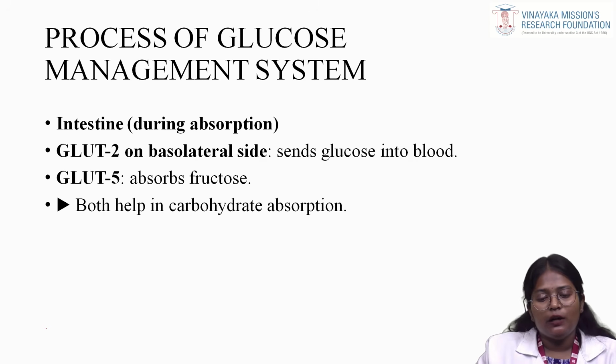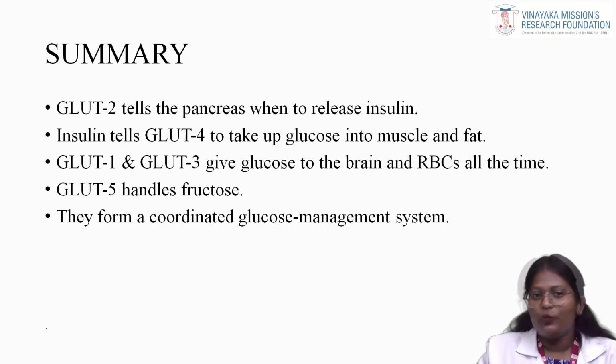So in the intestine during absorption, GLUT2 on the basolateral side sends glucose into the blood. GLUT5 absorbs fructose, and both help in carbohydrate absorption. So these are the other functions of GLUT2 and GLUT5. So this is the entire process of how a glucose management system works and how all these 5 transporters help in the regulation or maintenance of blood glucose, the release of insulin and the effective utilization of blood glucose. So here is the summary of the entire process.